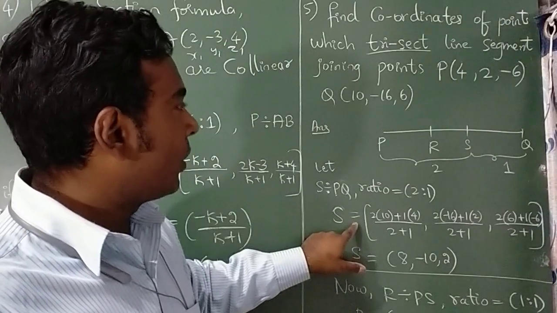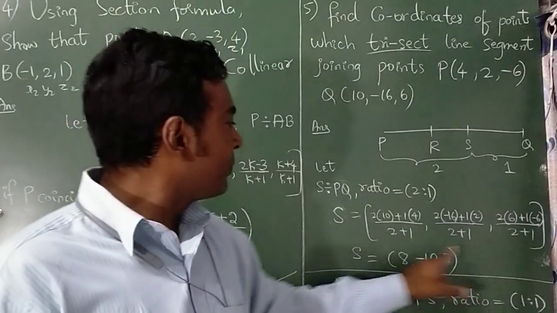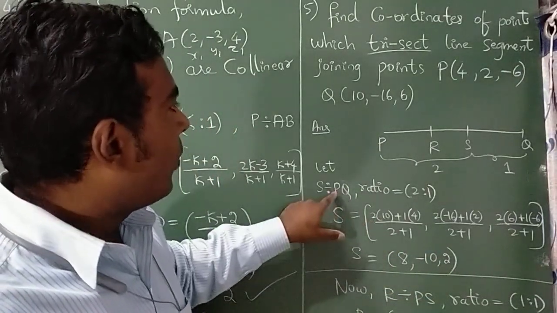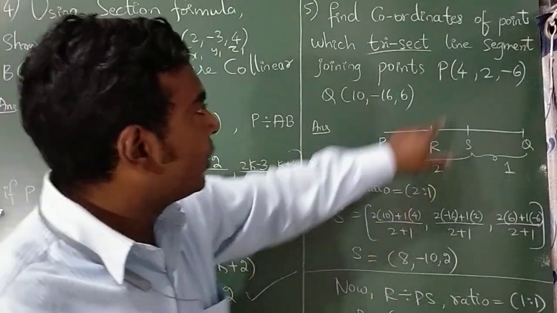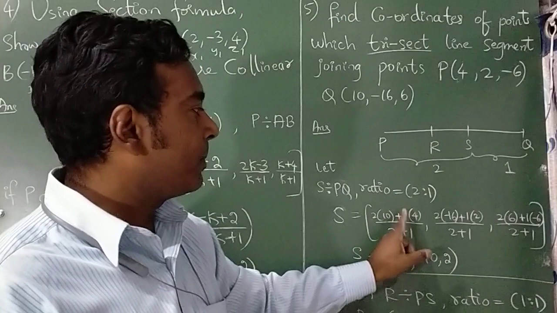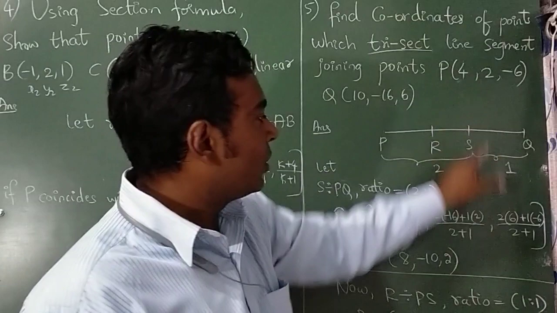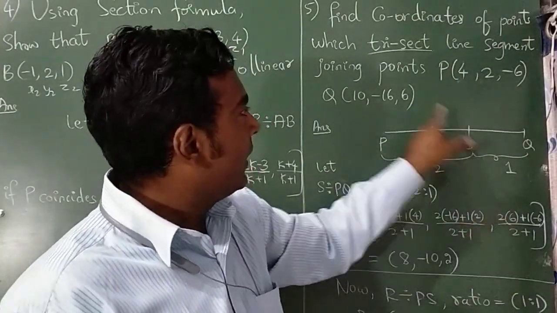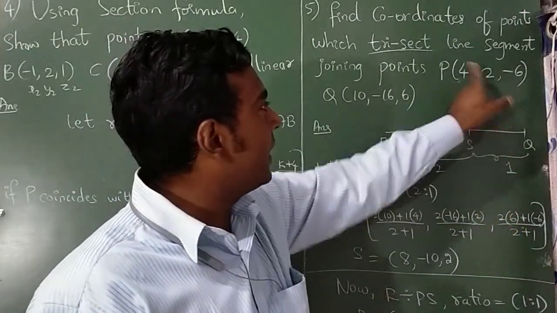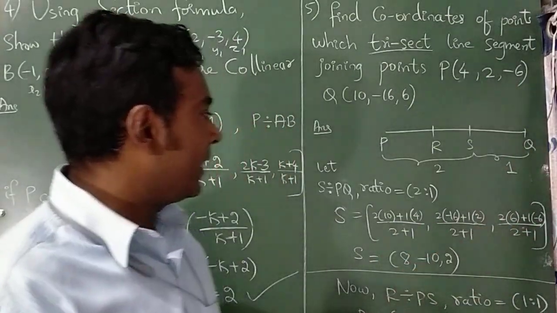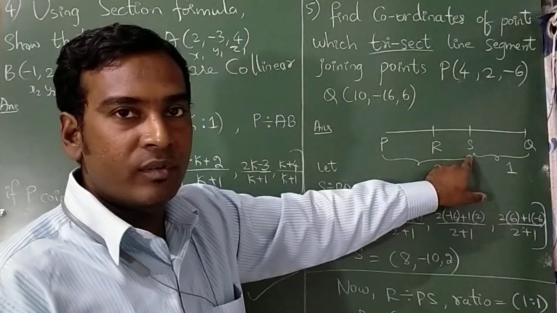Now S is equal to, again by section formula, the ratio is 2 plus 1 in the denominator. So here 2, and what is Q? It is 10. So 2 into 10 plus 1 into P is 4. This is the x part. Now y: 2 into minus 16 plus 1 into 2. Then the z part: 2 into Q is 6 plus 1 into minus 6. So if you calculate this, you will get 8, minus 10, 2 as the S value.